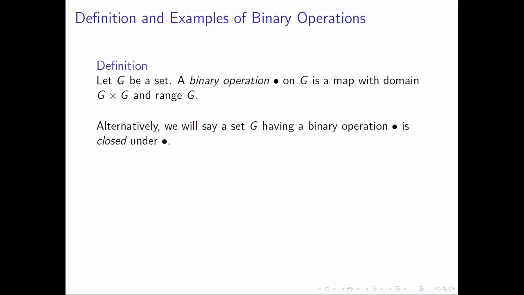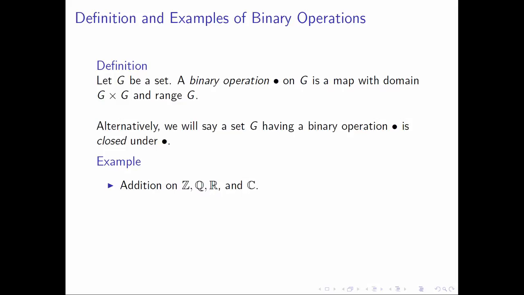Now let's give some examples of operations that are binary operations on particular sets. And both are important in this. So one common binary operation that we have is addition. Addition is a binary operation on the set of integers, the set of rational numbers, the set of real numbers, and the set of complex numbers.